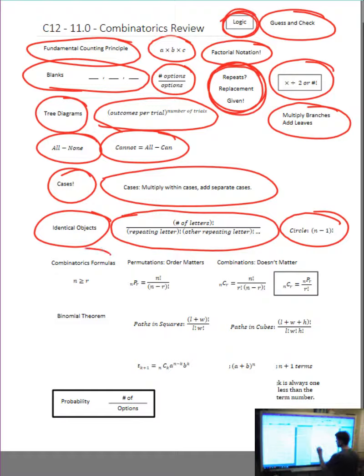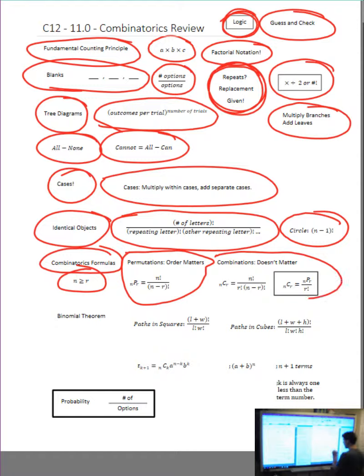Combinatorics formulas, always making sure that n is greater than or equal to r. We have permutations when order matters, and we use this formula, and combinations when order doesn't matter, using this formula. Remembering that nCr is just nPr divided by r factorial, seen in the present example.